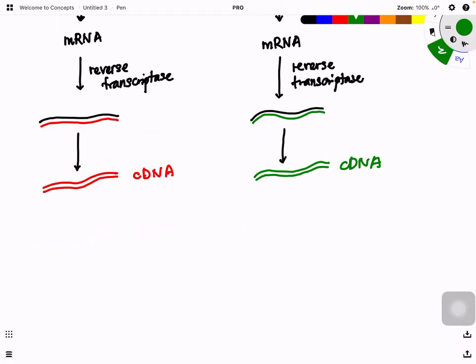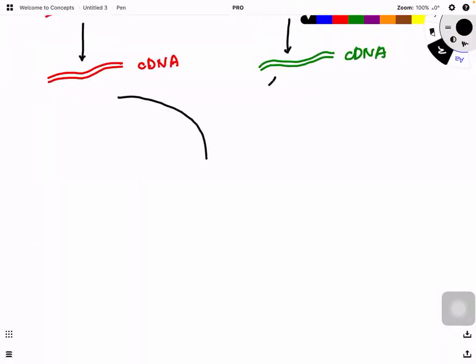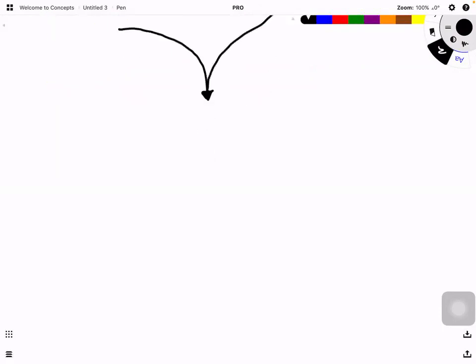Okay, done. Now, what I'm going to do here is very simple. We mix both samples together. Can we differentiate them? We can, because one is red color, one is green color. Then we load them into the microarray.